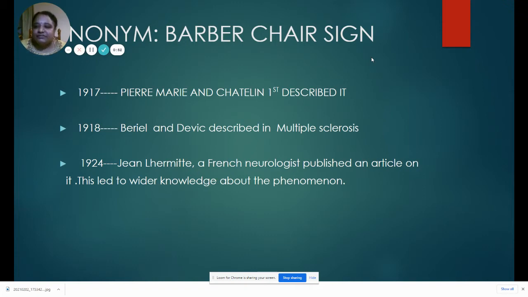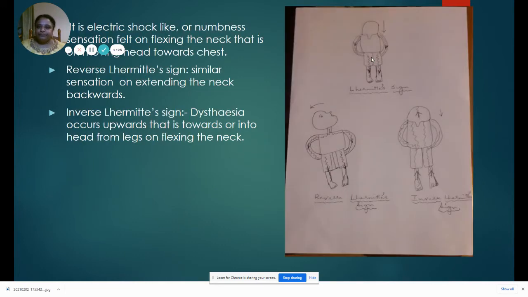It was first described by Pierre Marie and Chatelain in 1917. In 1918, Burial and Davis described it in multiple sclerosis. Now, in 1924, Jean Lhermitte, the person whose name has been given to this sign, a French neurologist, published an article on it. This led to wider knowledge about the phenomenon.